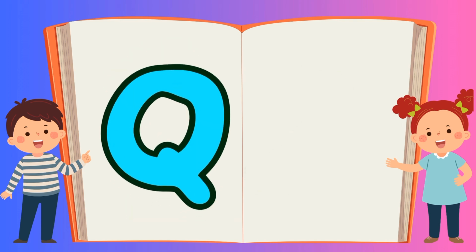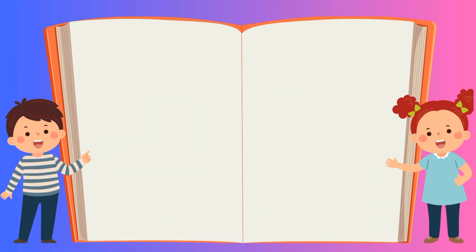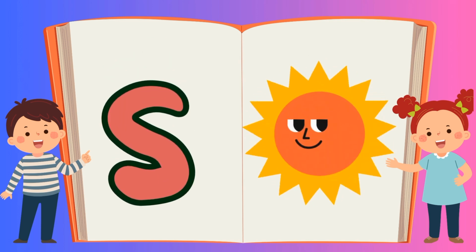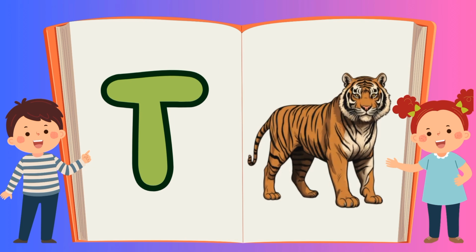Parrot. Q for queen. Queen. R for rabbit. Rabbit. S for sun. Sun. T for tiger.